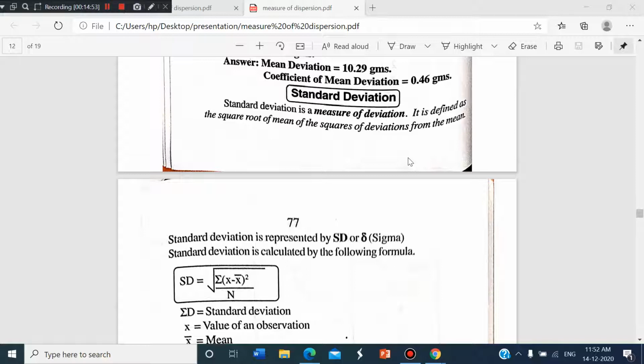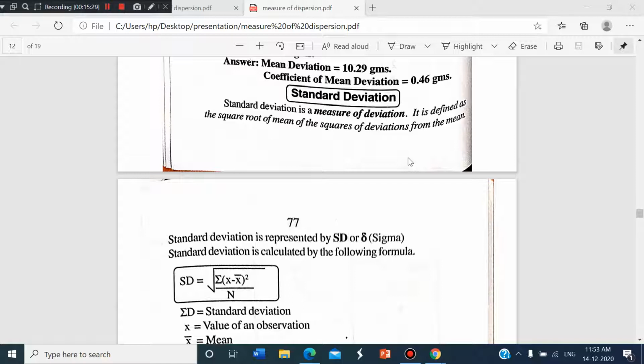Square root of mean of the squares of deviation from the mean. In the sense, first you have to take the central tendency, that's the mean. Then, once you know the mean, then you can calculate the standard deviation. It is represented as SD or sigma. Most of the time we use the term sigma, or even SD also stands for standard deviation.